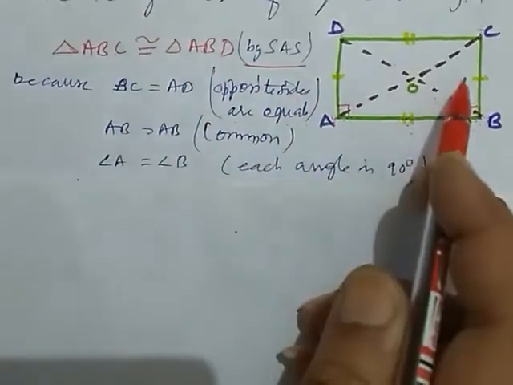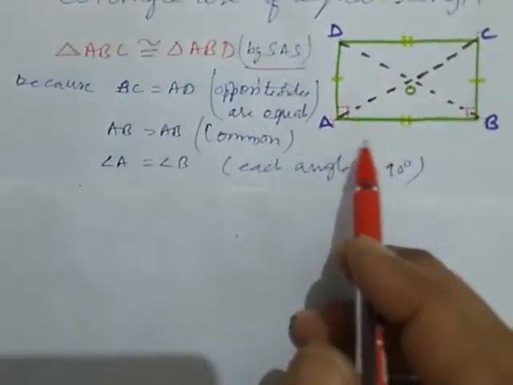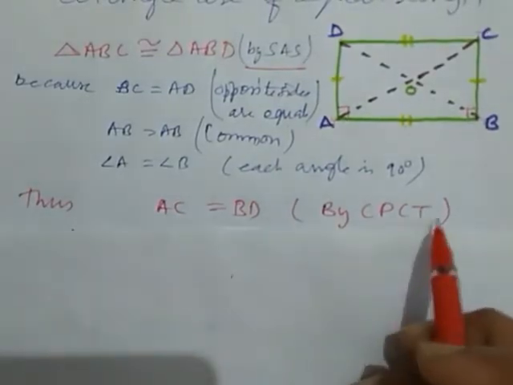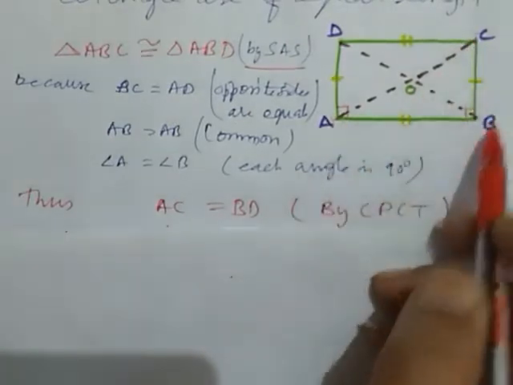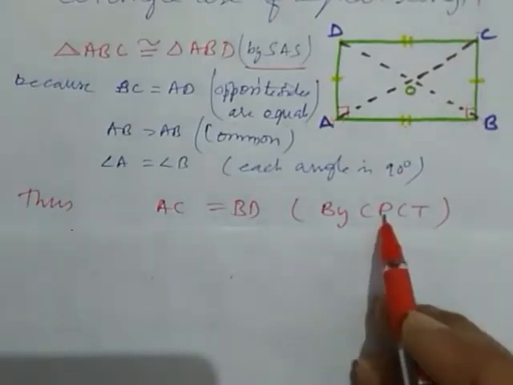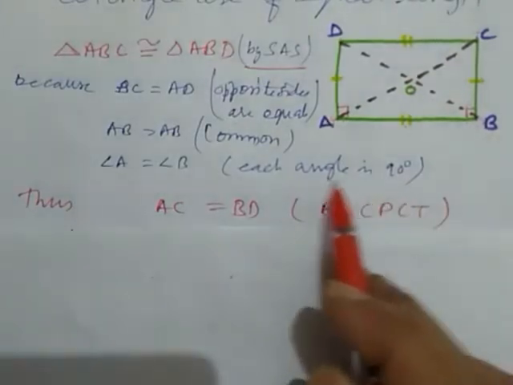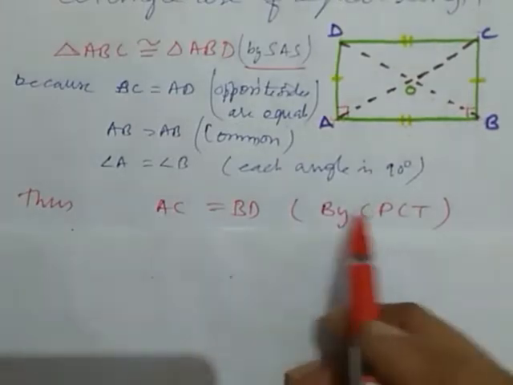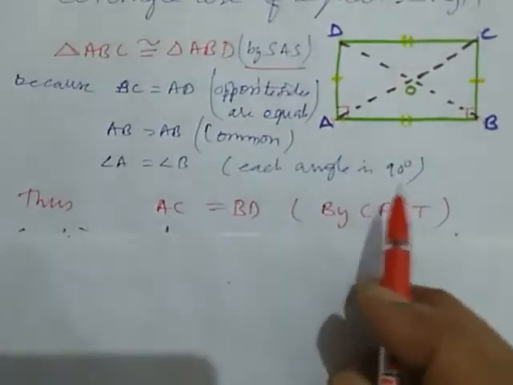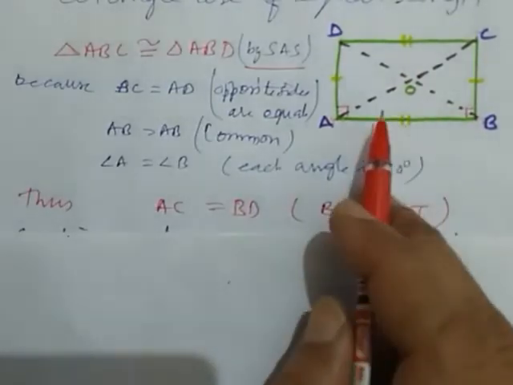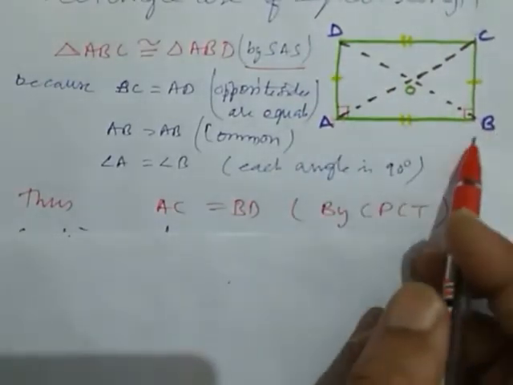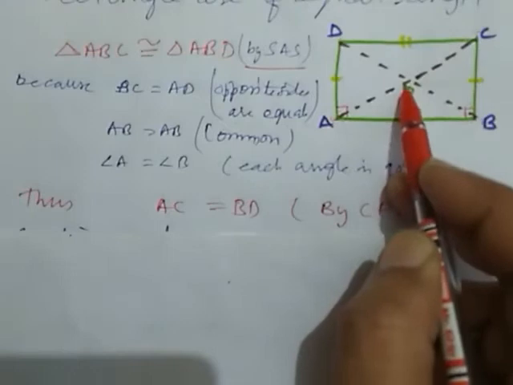And when both of these triangles are congruent, what information do we get? Thus, AC equals BD by CPCT, corresponding parts of congruent triangles are equal. With the help of this property, we find AC equals BD. So now we must always remember that in a rectangle, both the diagonals are equal and they bisect each other.